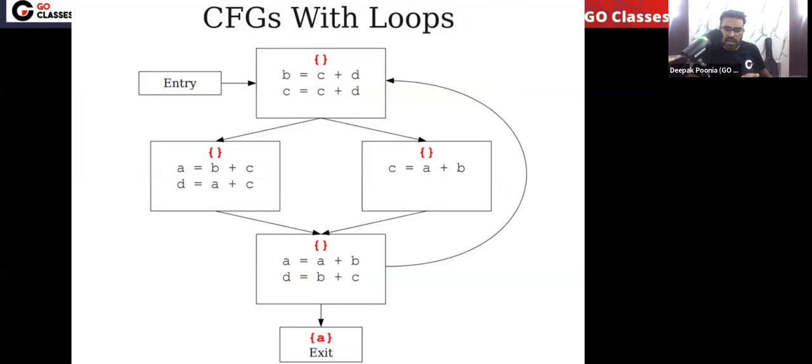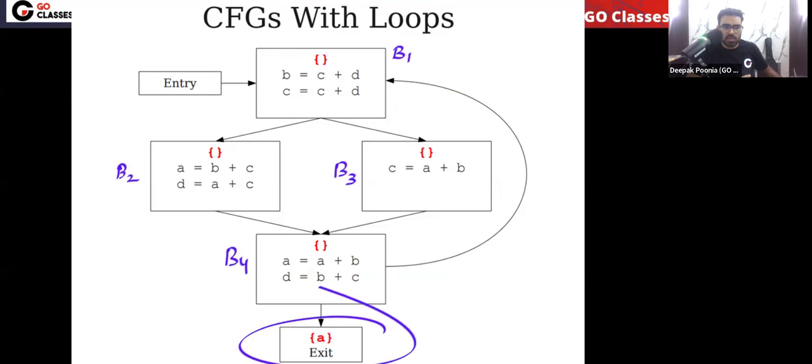Now remember, the liveness analysis is similar to how we do it for a CFG without a loop. The only point is that it might be possible that we need to make multiple passes. That is the only difference. There is no other difference. So let's start. Here we will go in the backward direction. Let me call this basic block B1, this one B2, B3, B4, and this is the exit node.